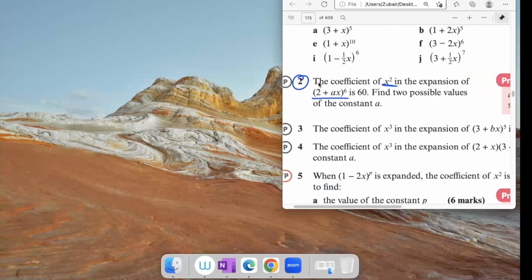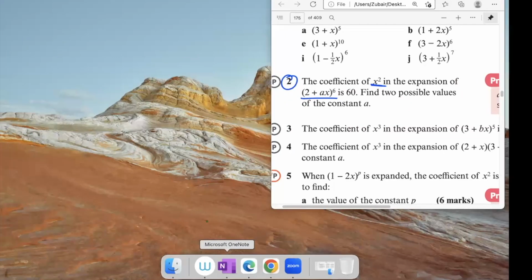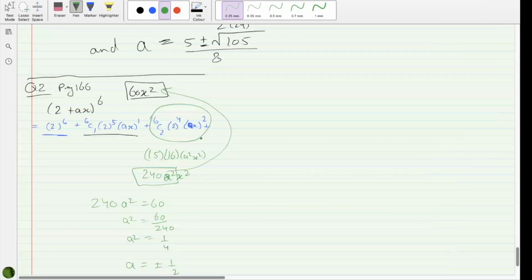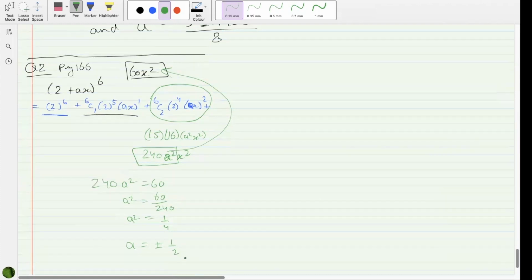Okay, it said the coefficient of x square in this expansion is 60. So what we did is we expanded this, selected this third term, which is inclusive of x square, and that came out to be 240 a square x square. So we just equated their coefficients. So 240 a square is equal to 60, and we solved for a, and it came out to be 1 by 2. Okay.